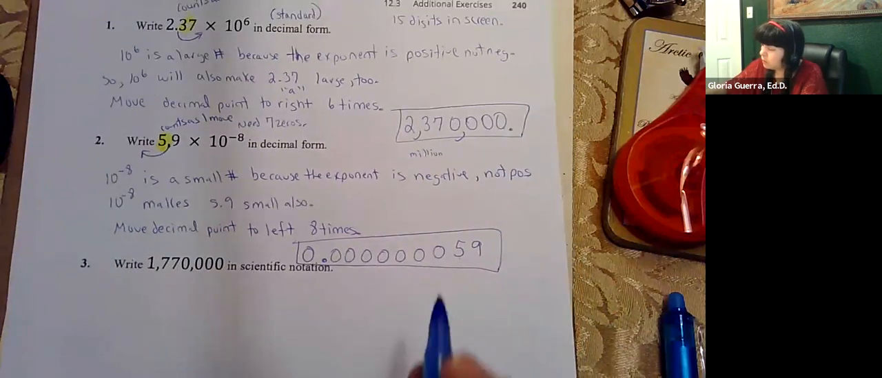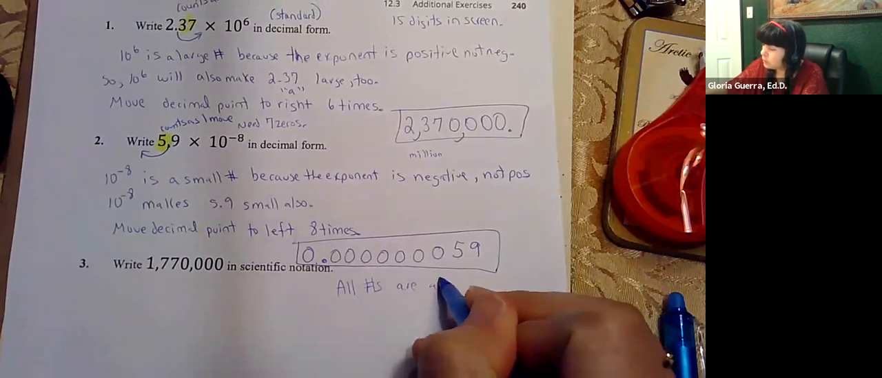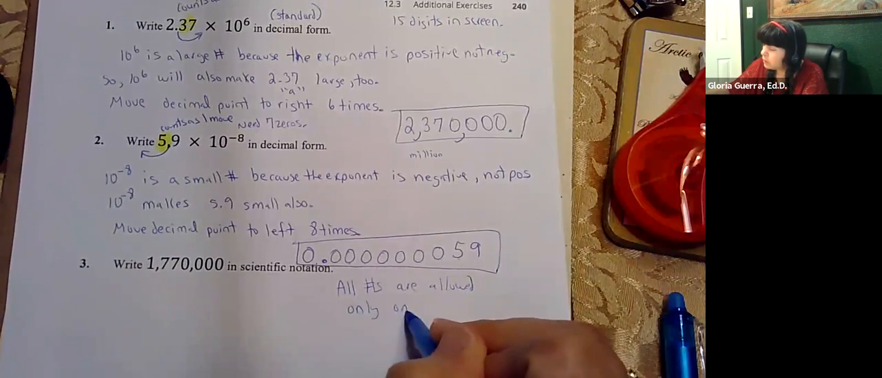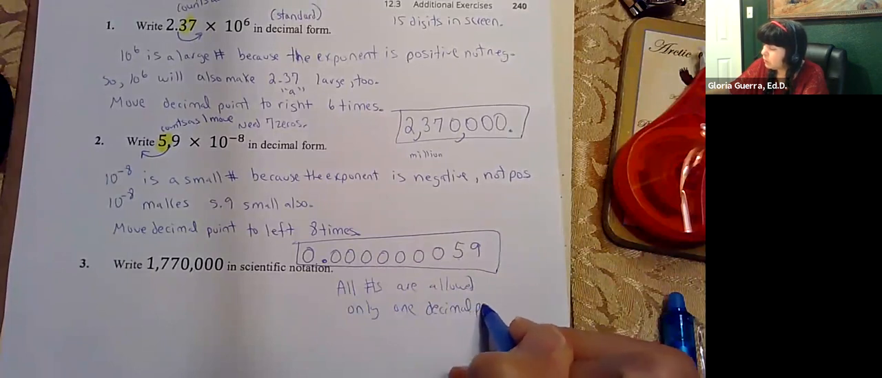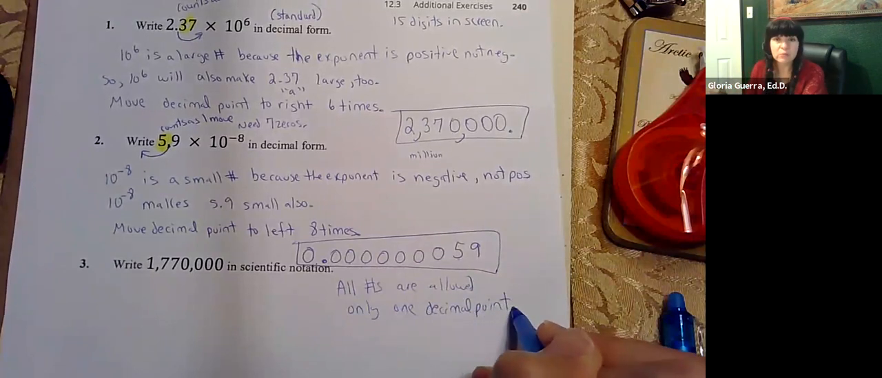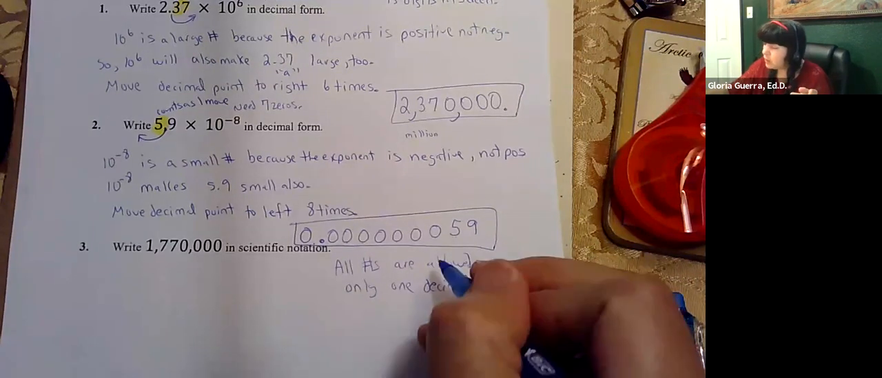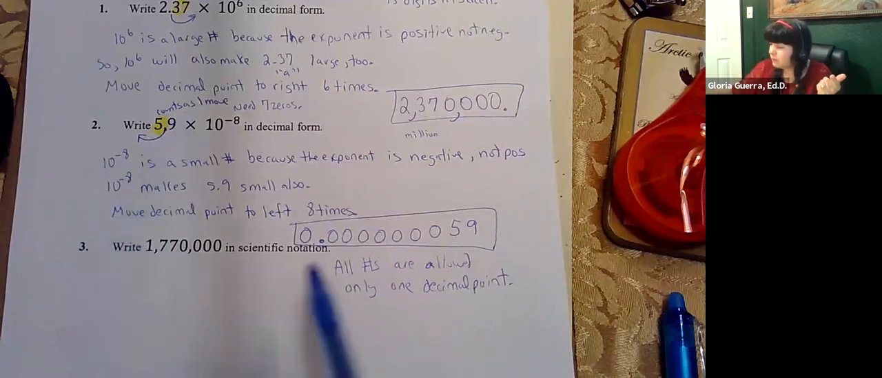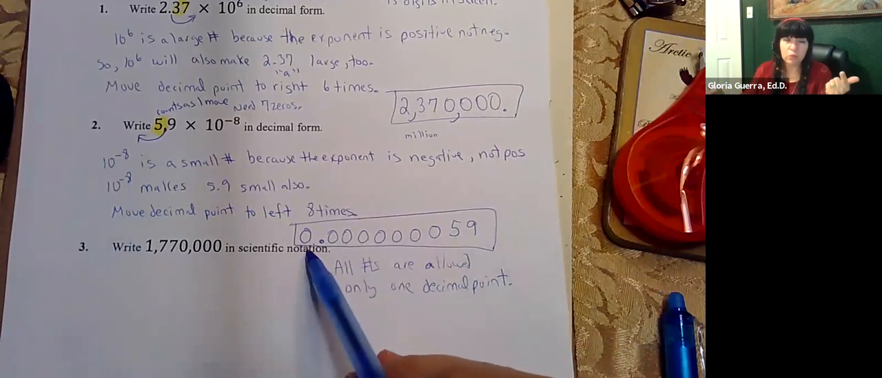We don't. And also all numbers are allowed only one decimal point, I should say. I think I said comma a while ago. I meant one decimal point. All numbers are allowed just one decimal point. So sometimes the mistake I see is that the students have the original, like 5.9, they have the original still here, and then they move their decimal and they have the new one.